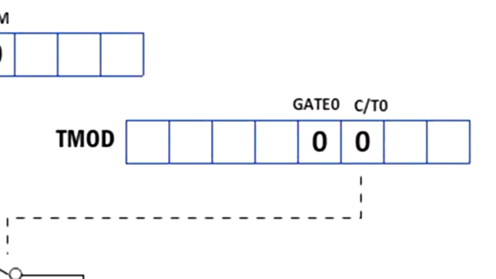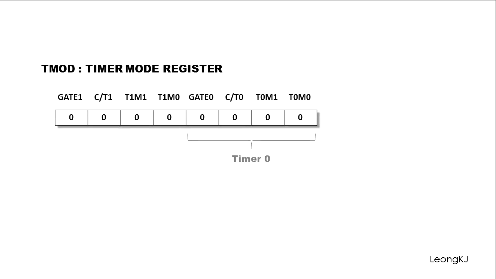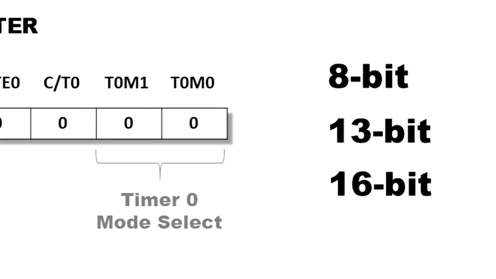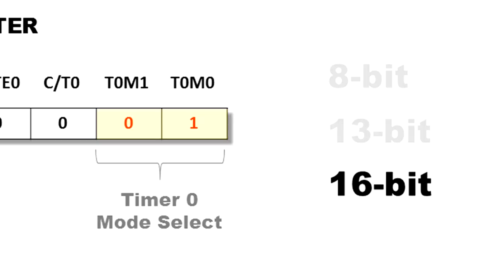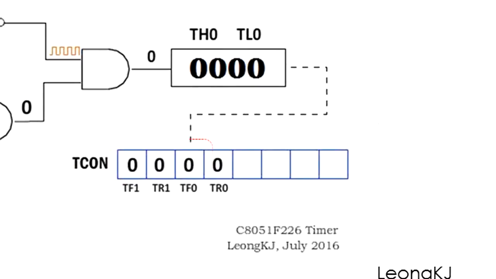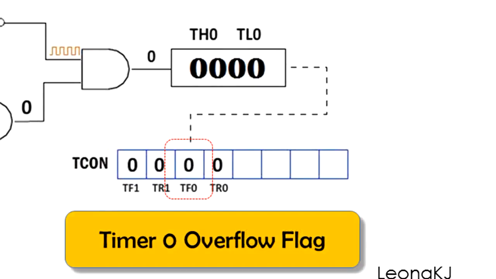Let's take a closer look at the TMOD register. These 4 bits are related to the control of timer 0. These 4 are for timer 1. These 2 bits are called the timer 0 mode select bits. The timer can be configured as 8-bit, 13-bit or 16-bit. Timer 0 is configured to run in 16-bit when these bits are set to 0 and 1. This bit is called the timer 0 overflow flag.